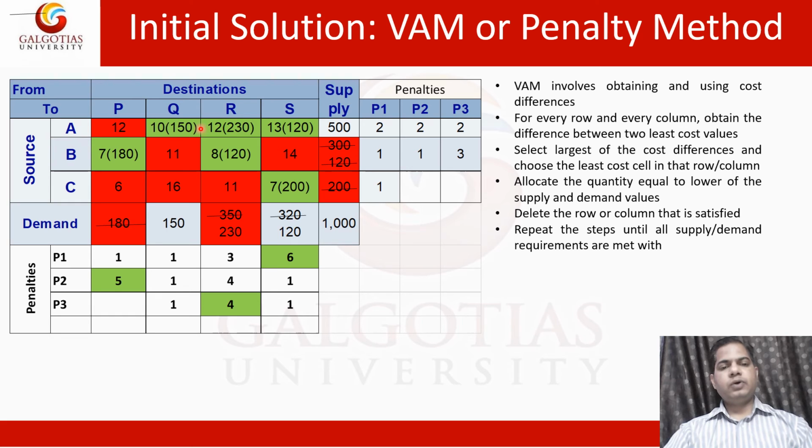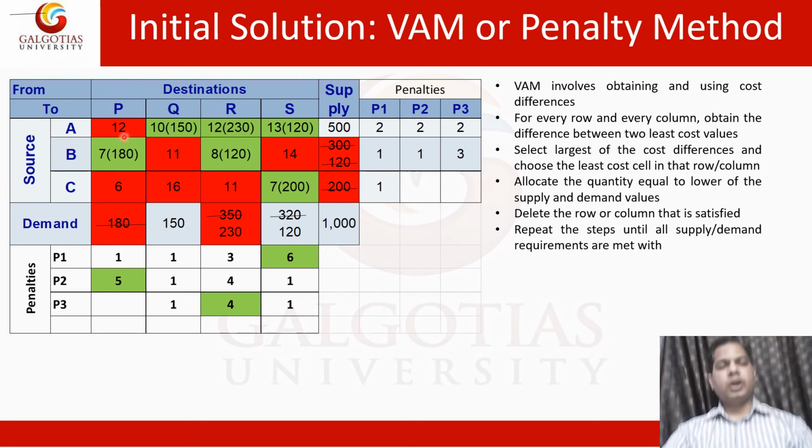The first row has the penalty as 2. For the second row, the costs are 7, 11, 8 and 14. So the minimum costs are 8 and 7, and the penalty is 1. In the third source, we have 6, 16, 11, 7. So the minimum costs are 6 and 7, and the penalty is 1.